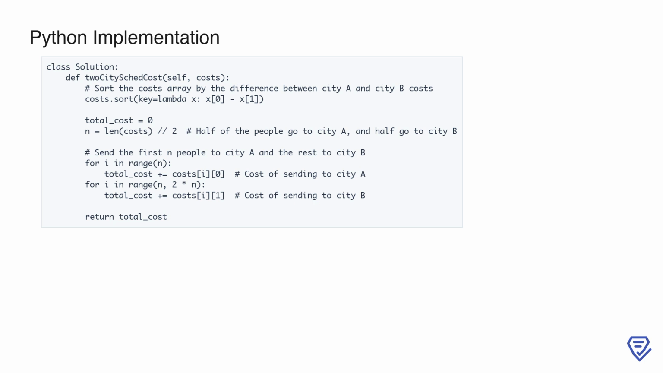The twoCitySchedCost function solves the two-city scheduling problem by minimizing the total cost of sending 2n people to 2 cities, n to city A and n to city B.